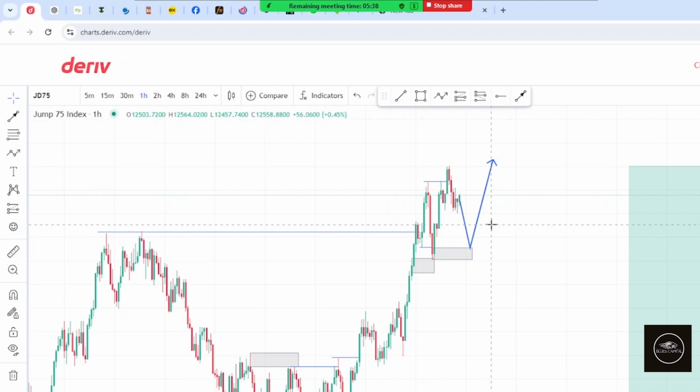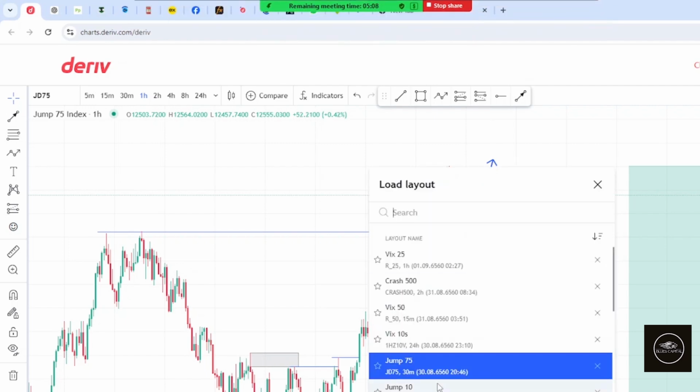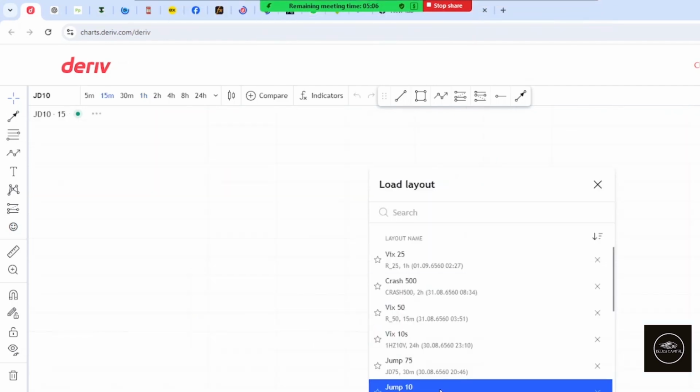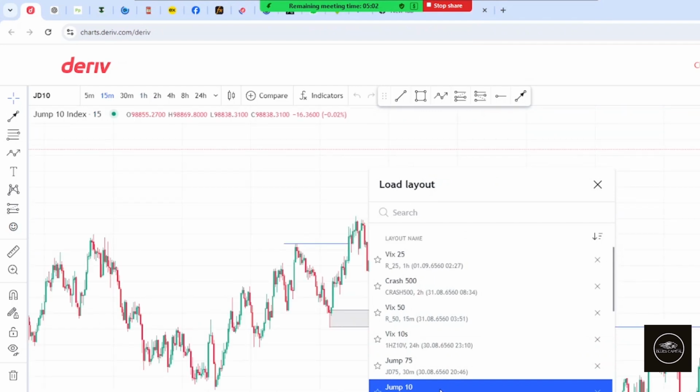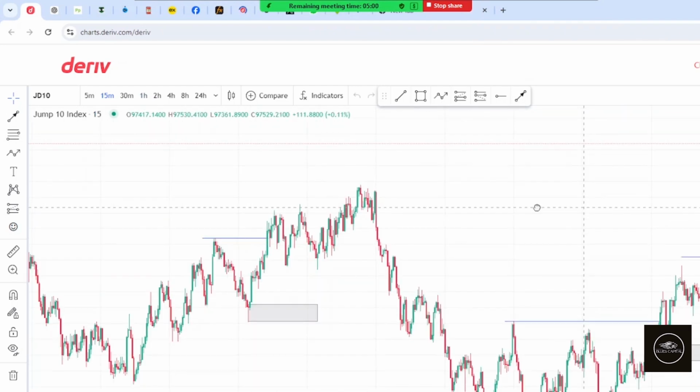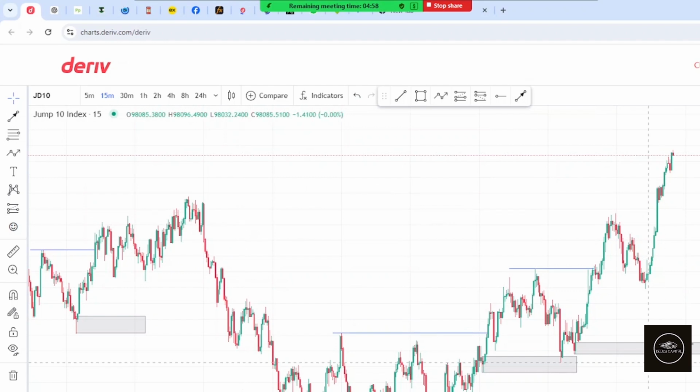They just place a trade because they see a buy or they see a sell. And secondly, don't jump on any trade. Make sure you meet with your trading models before you place any trade. The next pair will be Jump 10. This is Jump 10.